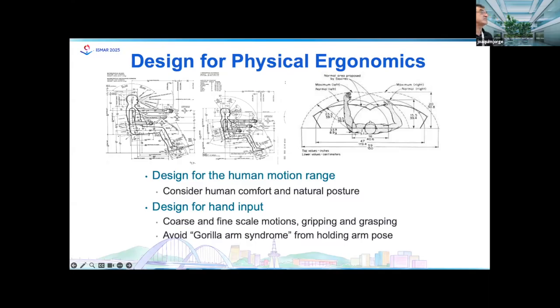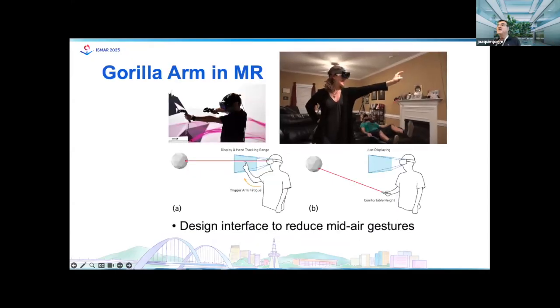We can extend the human motion range, but when interacting with physical proxies, you have to remember the range of motions and what we consider natural posture. So designing for hand input can involve these two questions, for both coarse movements that extend our range of movement and fine-scale motions. The gorilla arm syndrome, okay, I have a video for that. I don't need to explain the gorilla. You understand what the gorilla arm syndrome is, right?